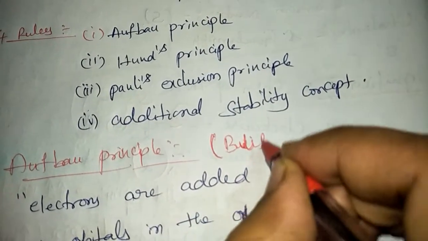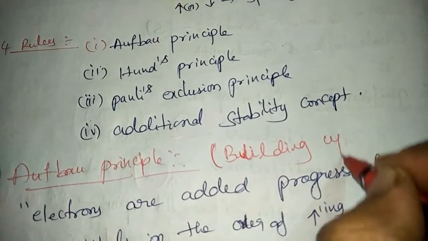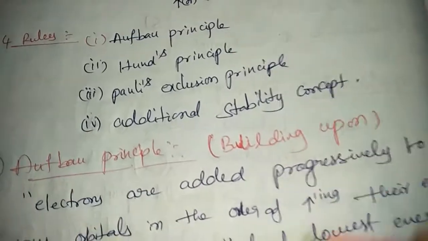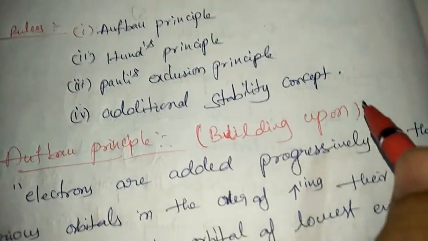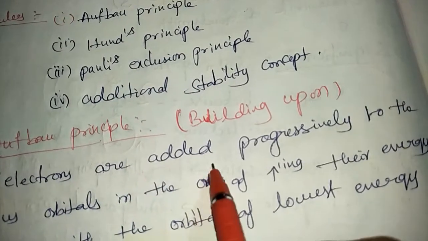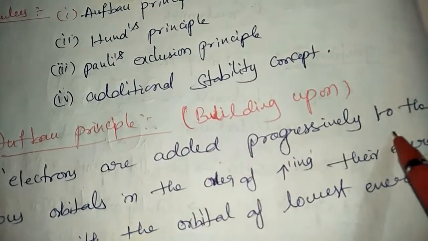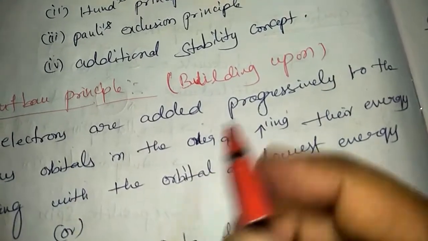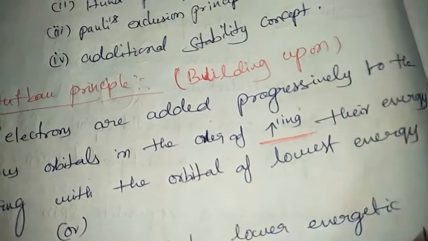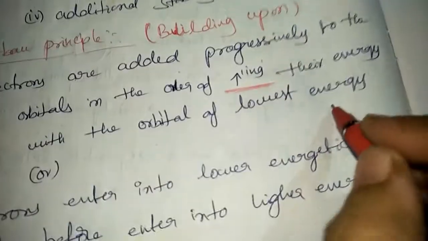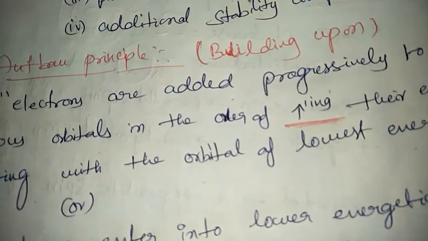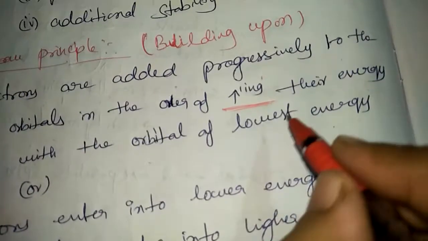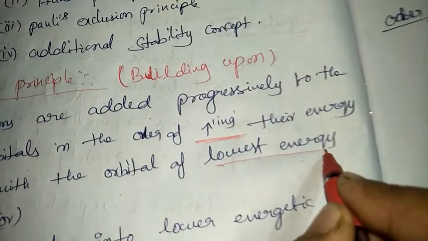Building up means a step by step process. That means electrons are added progressively to the various orbitals in the order of increasing energy, starting with the orbital of lowest energy. Means electrons first enter into the lowest energy orbital.